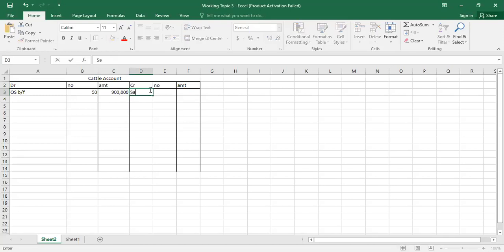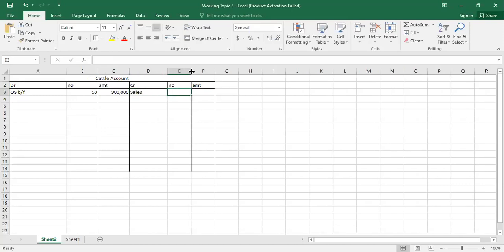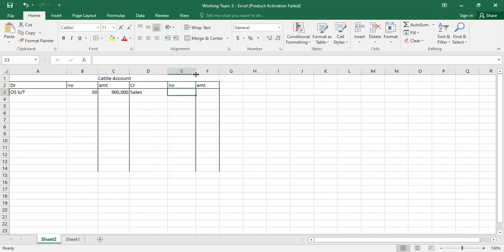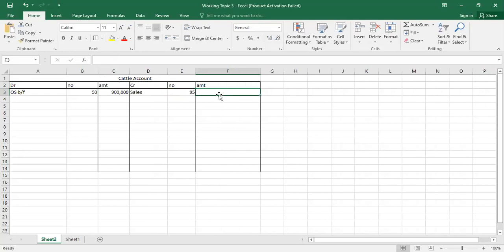For instance, we've been told that there are sales. What was the number of sales? We've been told that we had sales of live cattle during the year. 95 cattle are sold at a cost of 2,120,000. You have that figure? Yes.